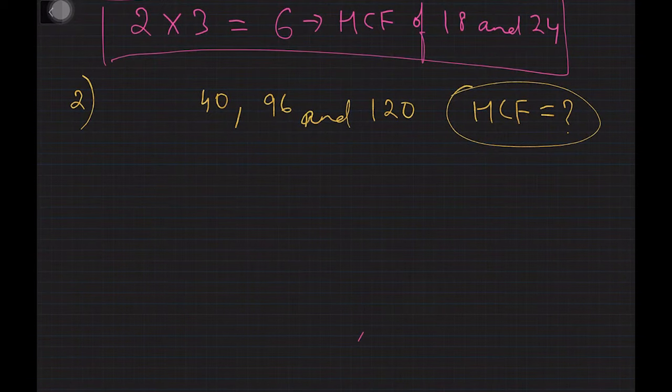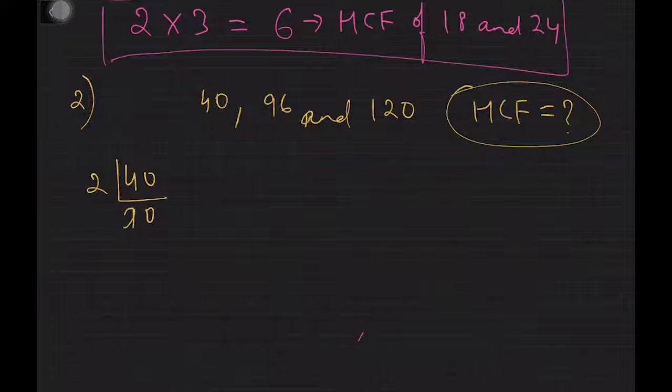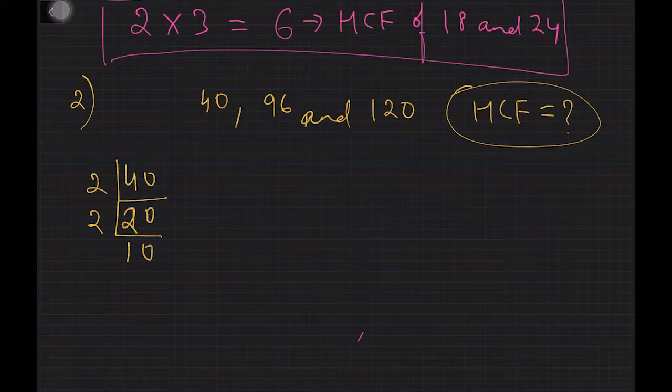Like I said before, the first thing that you need to do is consider any one of the numbers. So I'll consider 40 first. We need to start with the least prime number that divides 40. 2 divides 40, so I can start with 2. 2 20s are 40. We can still continue with 2 because 2 divides 20. 2 10s are 20. We can still continue with 2 because 2 divides 10. 2 5s are 10. We can't proceed with 2 further because 2 doesn't divide 5.